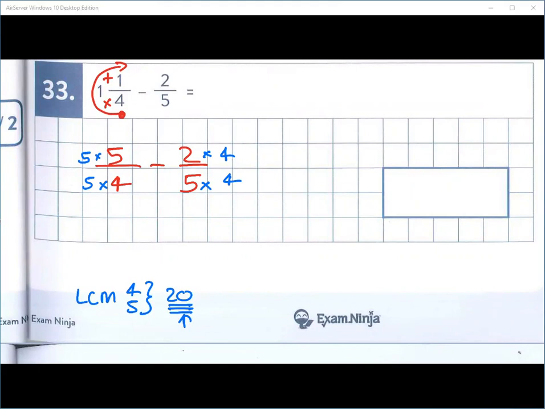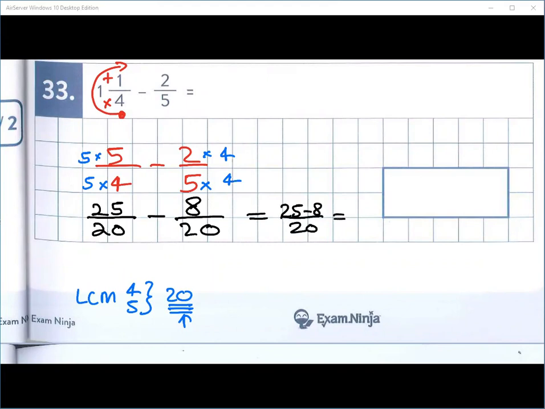Looks lovely so far. Okay, let's keep on going. So 5 times by 5 is 25 over 20, minus 2 times by 4 is 8 over 20. So now the bottom numbers are the same. Remember the example we gave of the chairs. Do we take away the bottom numbers? No. Never. We never take away the bottom numbers of a fraction. We only take away the top numbers. The bottom numbers stay the same.